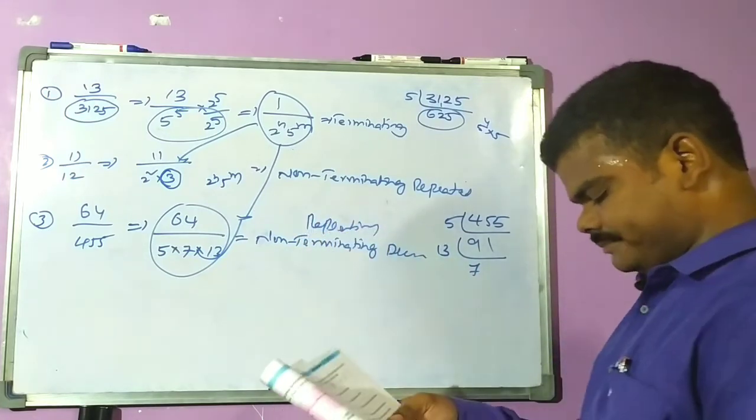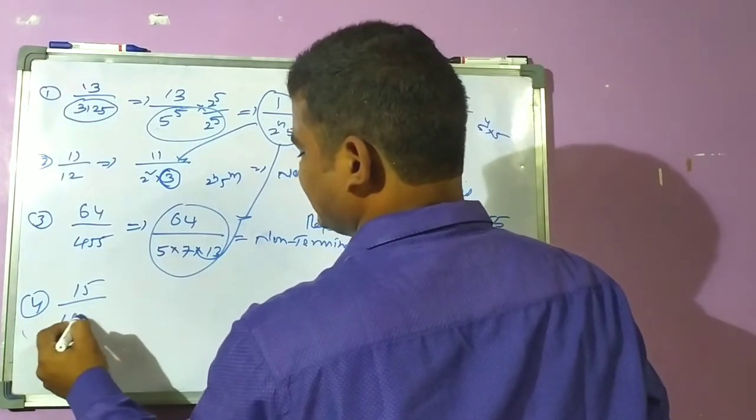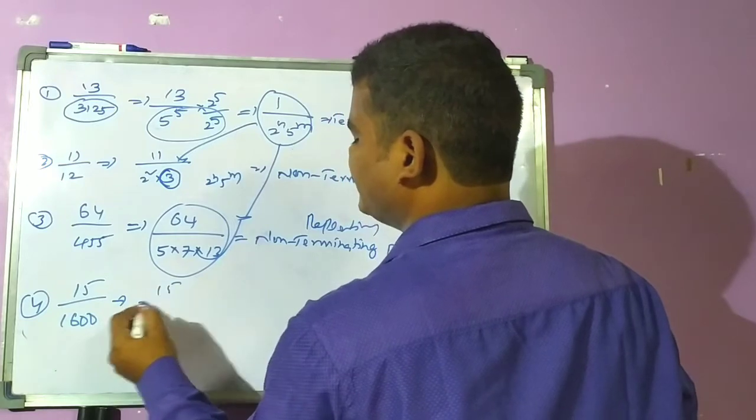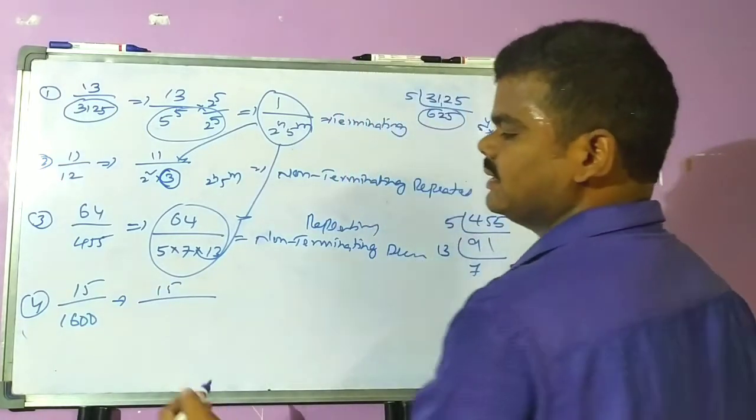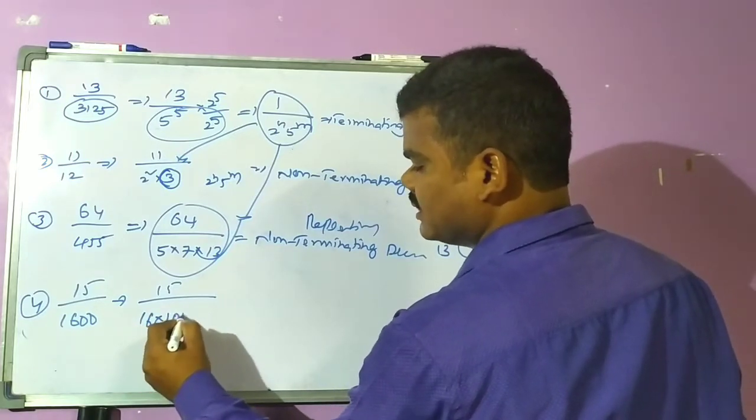Next, fourth one, 15 by 1600. See, 15 by 1600. 1600 is in the form 16 into 100.